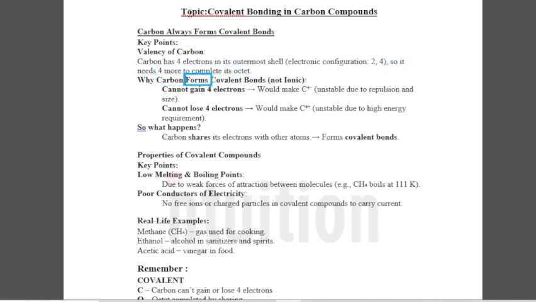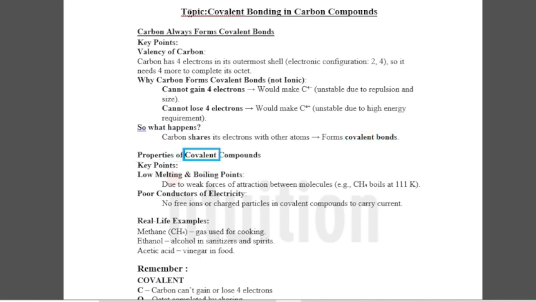Why does carbon form covalent bonds? Not ionic: it cannot gain 4 electrons, as that would make C unstable due to repulsion and size. It cannot lose 4 electrons, as that would make C unstable due to the high energy requirement. So what happens? Carbon shares its electrons with other atoms and forms covalent bonds.